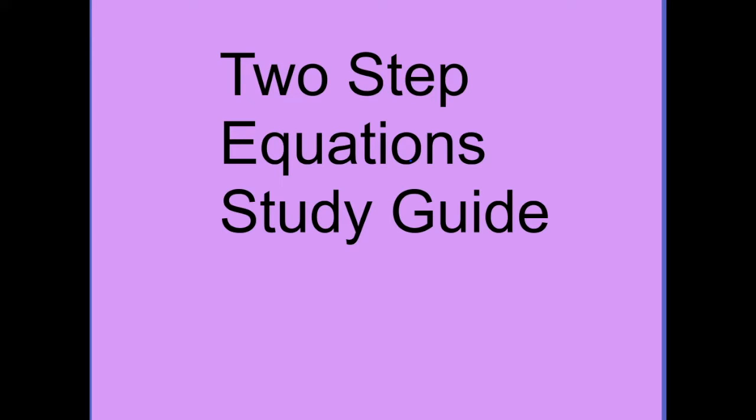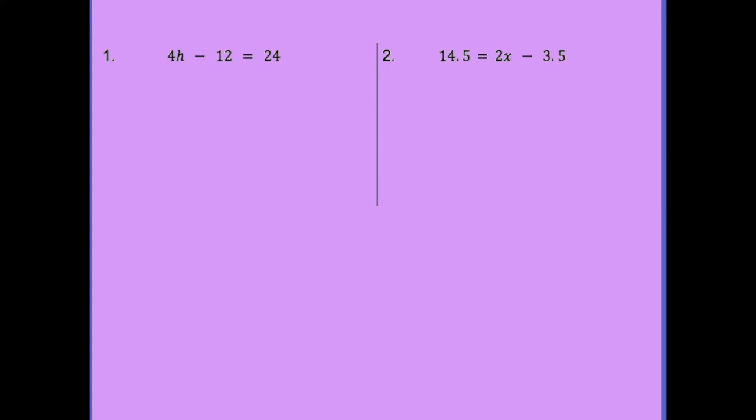Hi math friends, today we're looking at a study guide for our two-step equations. So let's check out how we did. These are the basic two-step equations, and we always have to remember to separate both sides of the equal sign with the line. And then we're going to do the inverses, so we need to locate the variable.